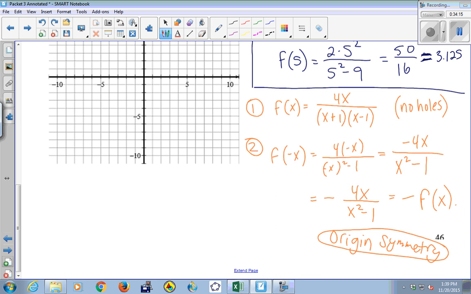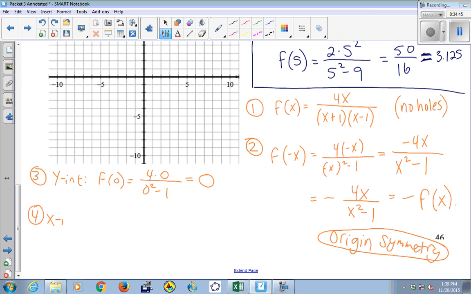Okay, so we've got origin symmetry. That's good. So step 3 was intercepts, right? Start with the y-intercept. Plug in 0 for x. F of 0 would give me 4 times 0 over 0 squared minus 1. What do you get? Nope, 0. 0 over anything is 0.